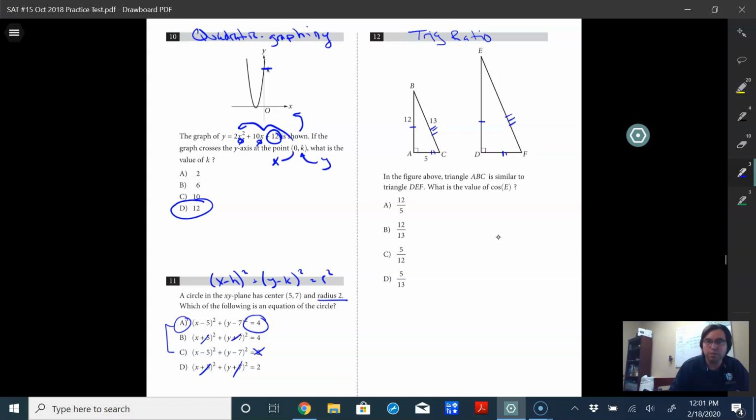It says in the figure above, triangle ABC is similar to triangle DEF. What is the cosine of E? The cosine of E is the same thing as the cosine of B. Cosine of B is adjacent over hypotenuse, which is going to be 12 over 13. Well then, cosine of E is going to be identical to that. So our answer choice is going to be B.